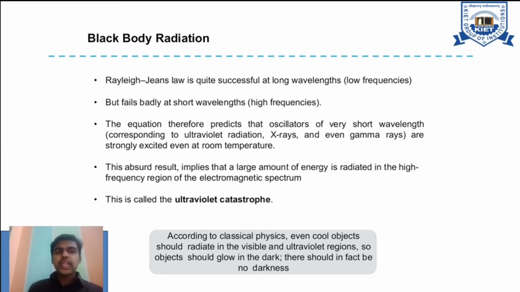So according to the classical studies, even cool objects should radiate inside the visible and ultraviolet regions. At the same time, objects should glow in the dark. There should in fact be no darkness. So this is what the black body radiation mechanism shows. So longer wavelength, shorter wavelength, high frequency, low frequency under this ultraviolet catastrophe, this is what we have to consider in the analytical point of view.